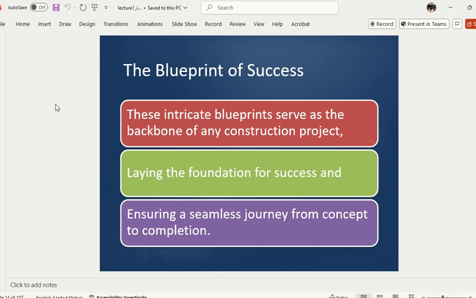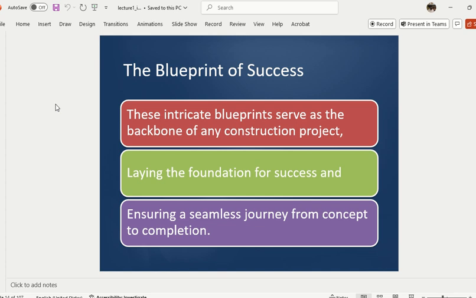If you don't have the technical drawing and you start constructing, you will not know what to follow. So your project cannot be successful if your drawings are not complete. This is what it means here. And I told you why we call it the blueprint.